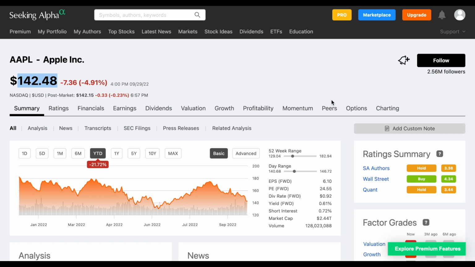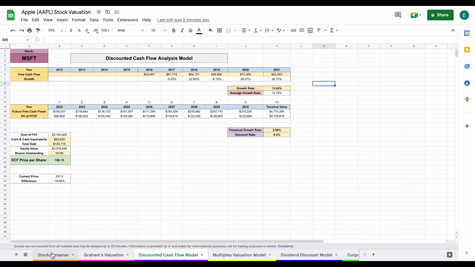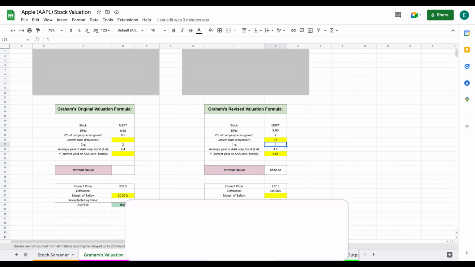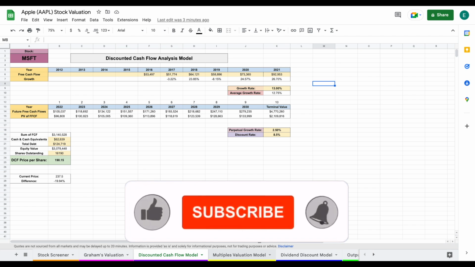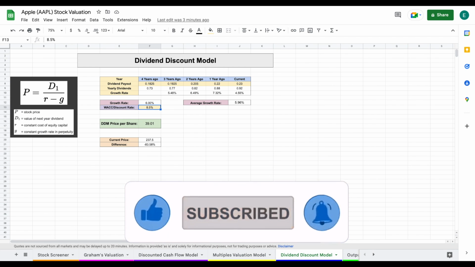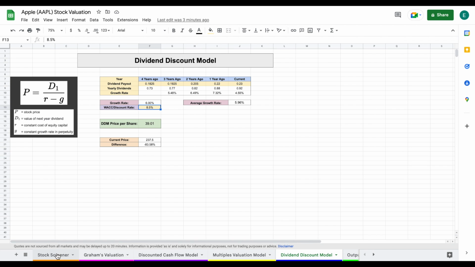Now, this is a stock currently trading at $142.48 per share. So in this video, we're going to be jumping into my stock valuation spreadsheet to see if we can find the intrinsic value of Apple. And on this spreadsheet, we have 4 different valuation models. We have Graham's valuation, we have a discounted cash flow model, we have a multiples valuation, and a dividend discount model. And all 4 of these valuations are going to roll into our output tab. So let's go ahead and jump over to our stock screener.